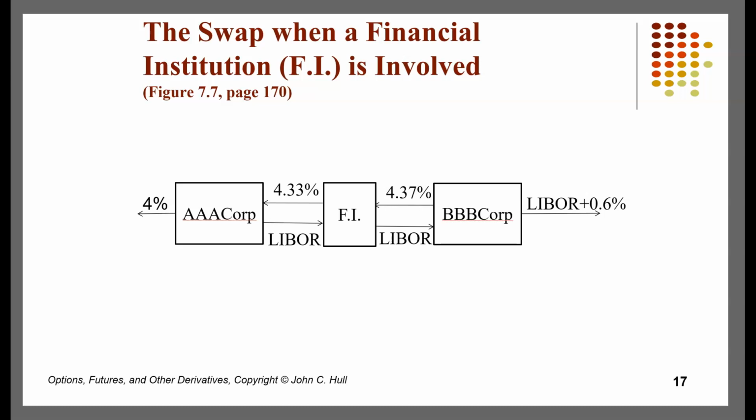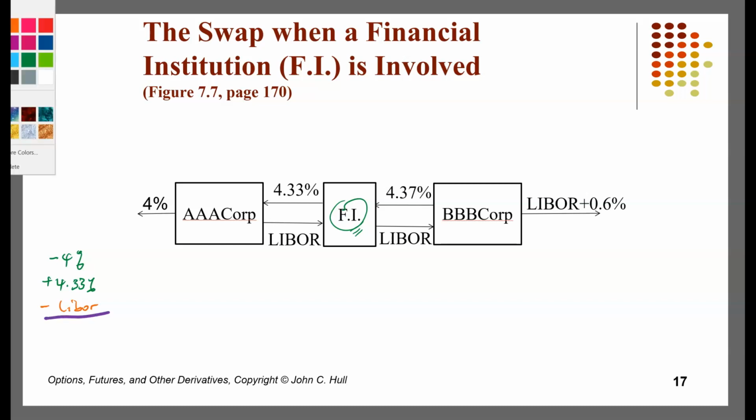Well, for triple A, we're going to have the same scenario, right? Because we enter into the agreement with the financial institution this time. So triple A is going to have to pay 4% because, again, they're borrowing in the fixed rate market. But at the same time, they're going to be receiving 4.3% from the financial institution, and they're going to have to pay LIBOR. So overall, what do we have for triple A?